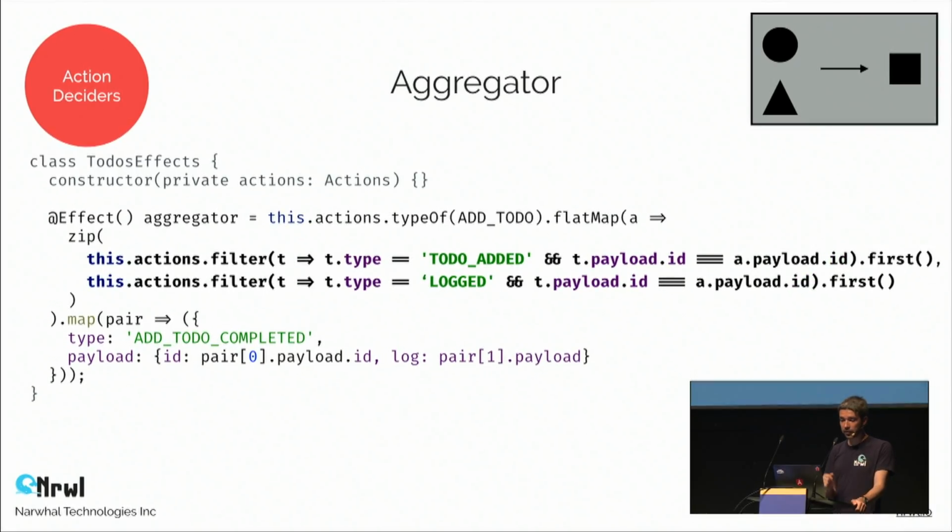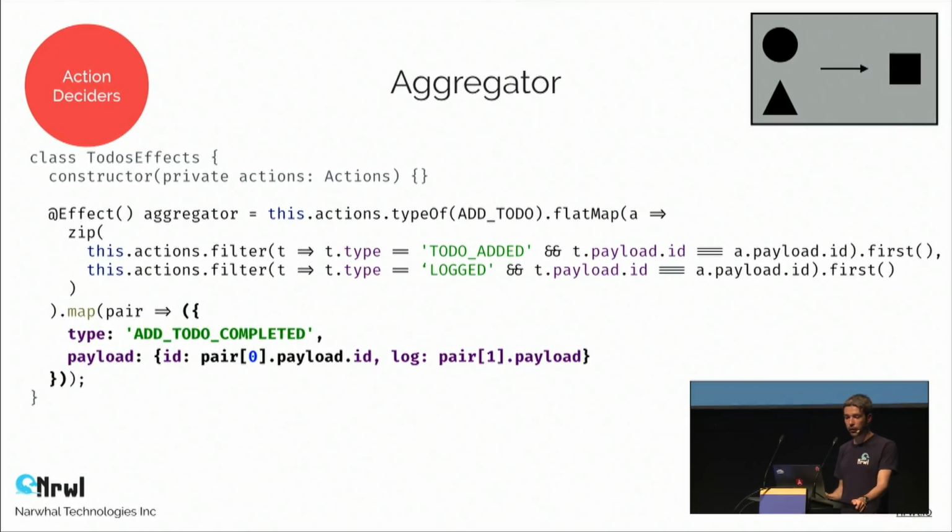Okay? Like this. So we are using the actions observable here to get the observable of length 1 for each of those actions, and we're using the ID, the correlation ID here, to select the right action. And after that, we're using the zip operator to create a pair, and we can use this pair to create a new action out of the payloads of the actions stored in that pair.